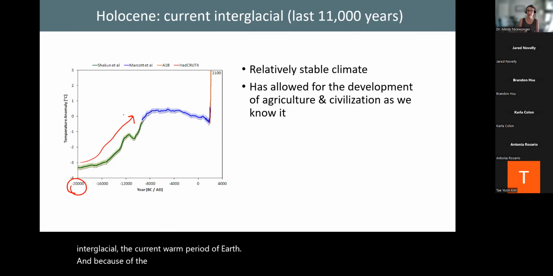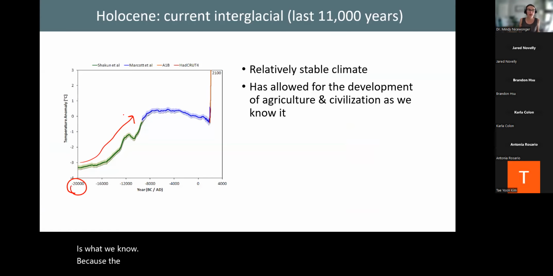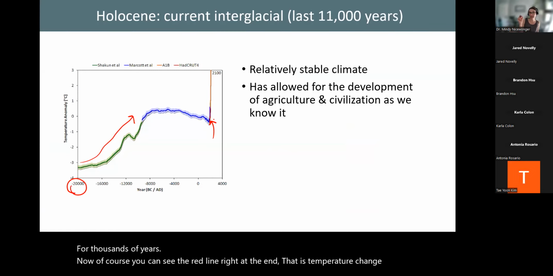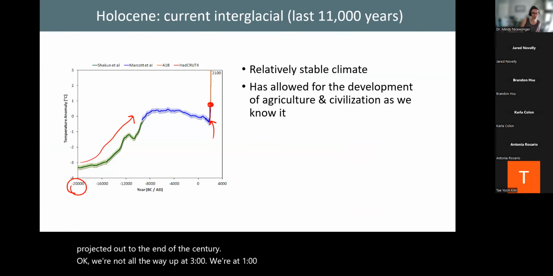And because of this stable climate, we as humans have developed agriculture and civilization as we know it. We can grow different types of foods in different regions, and this is what we know because this is the climate that we've had for thousands of years. Now, of course, you can see the red line right at the end. That is temperature change projected out to the end of the century. We're not all the way up at 3, we're at 1 right now, but you can see that rapid straight up at the end.